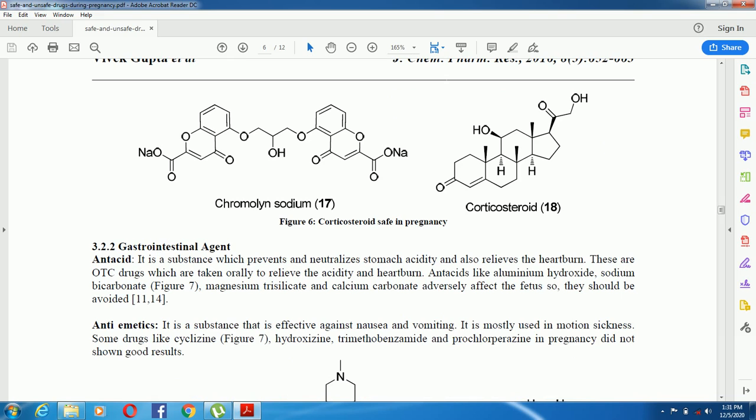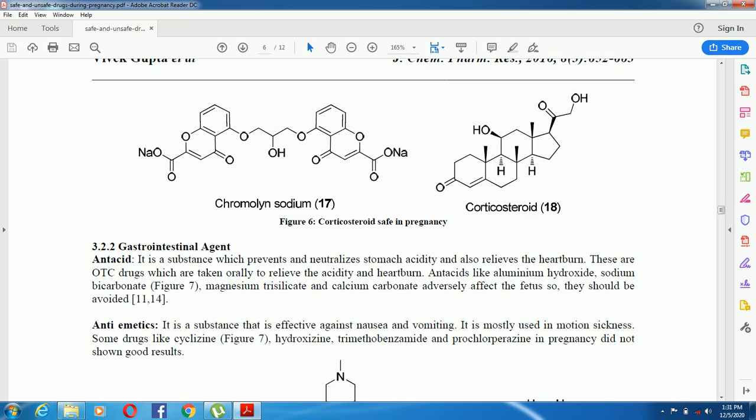Now let's see here, this is the chemical structure. In figure number 6, a gastrointestinal agent, antacid. It is a substance which prevents and neutralizes stomach acidity and also relieves heartburn. These are OTC, over the counter drugs, taken orally to relieve acidity and heartburn, like antacids such as aluminum hydroxide and sodium bicarbonate. It will be shown in figure 7. Magnesium trisilicate and calcium carbonate adversely affect the fetus, so they should be avoided.